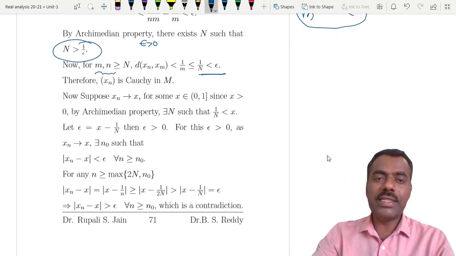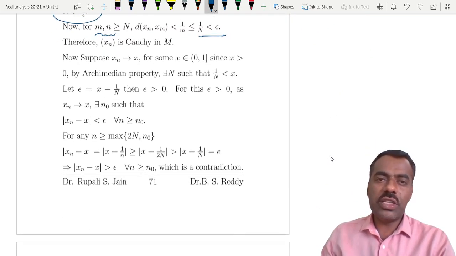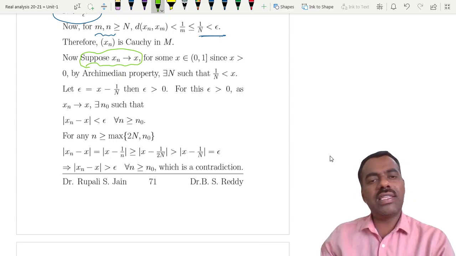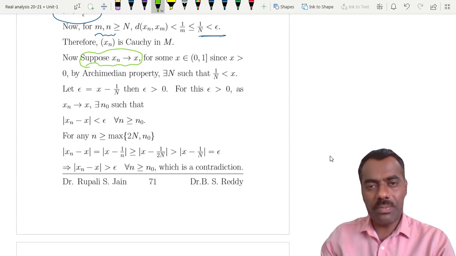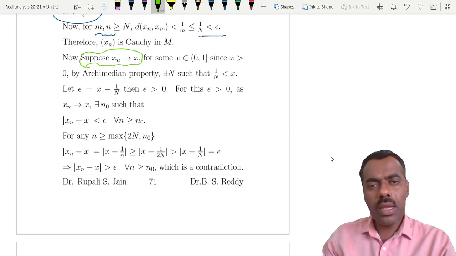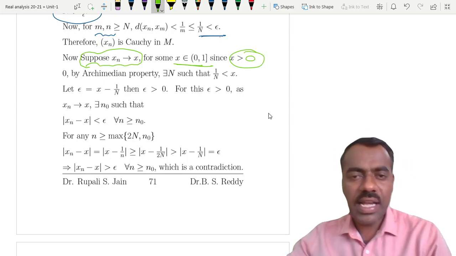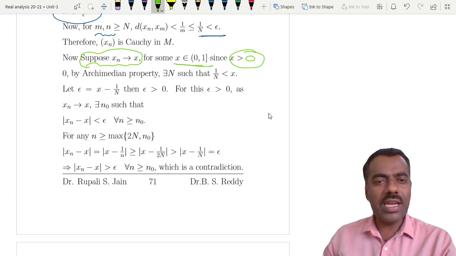But now we'll show that it is not convergent. So how we'll show that it is not convergent? By contradiction. Suppose we assume that xn converges to x. So if at all xn converges to x, some x in that metric space (0,1), then you know that x is greater than 0 because x belongs to here. So as x is greater than 0, again we can take the help of Archimedean property.